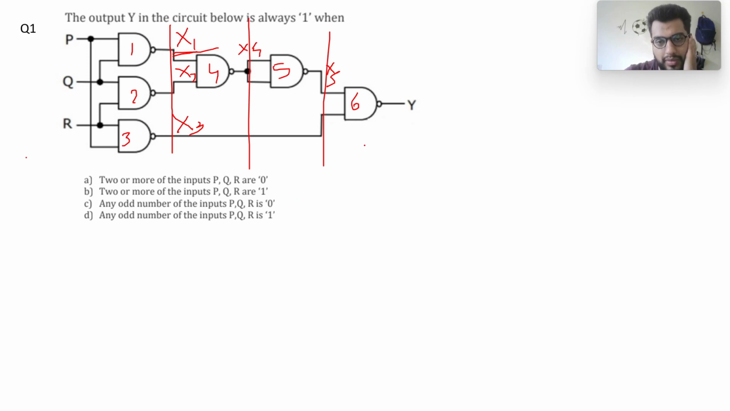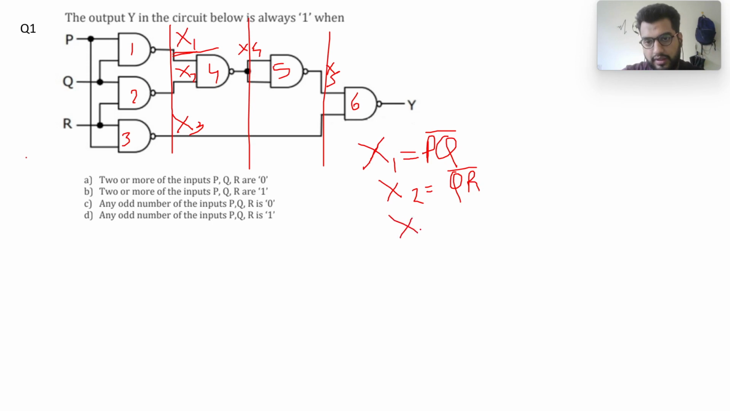Now, what is my X1? My X1 is a NAND operation between P and Q, so it's (PQ) complement. Then my X2 is the NAND operation between Q and R. Then I have X3, which is a NAND operation between R and P, so I'll call it (PR) complement, right? Now what I'm left with is X4, so I need to write X4.